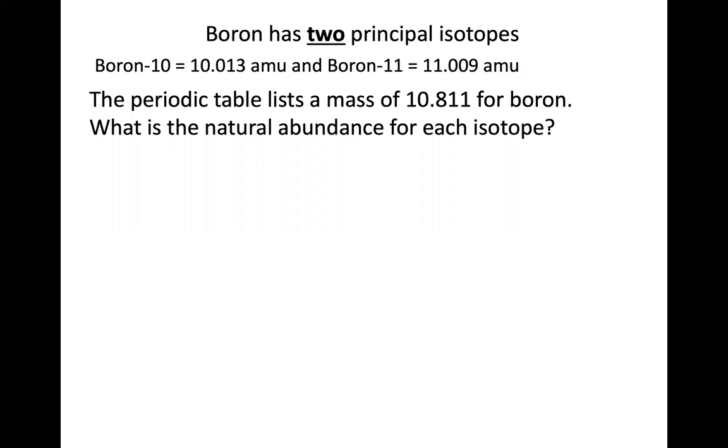So notice this one, it's telling me that there are two principal isotopes. It's telling me the mass value for each, and I need to figure out the percentages. This one, if you want to say, has sort of a trick. It's got something that we need to attend to in order to get started. Initially, it seems like we have two different variables, the percentage for boron 10 and the percentage for boron 11. But it turns out we only have one variable in this expression, because the percentages are going to add up to 100%.